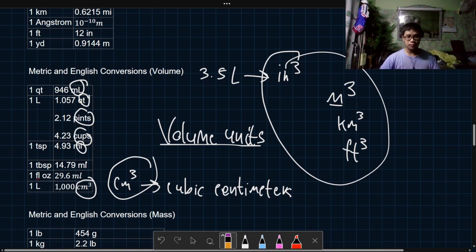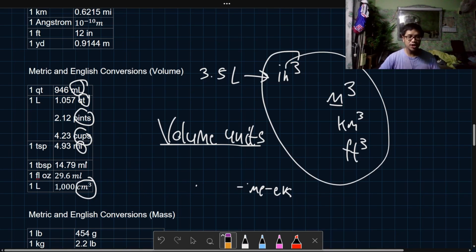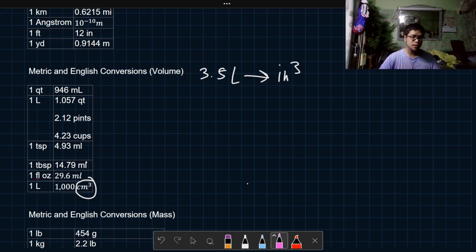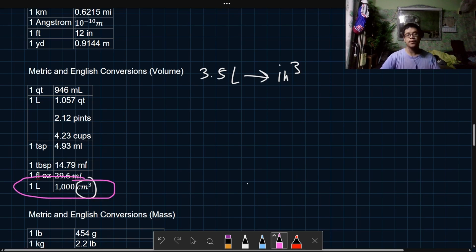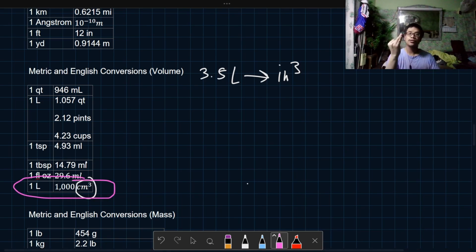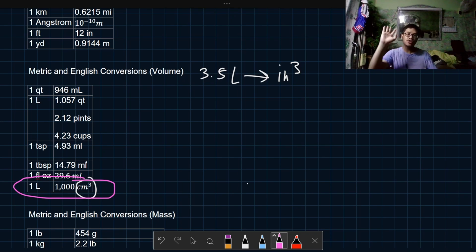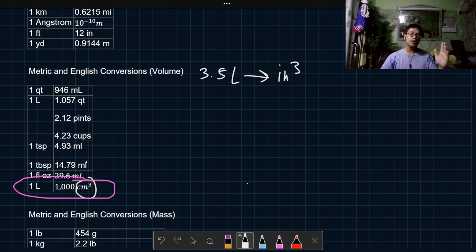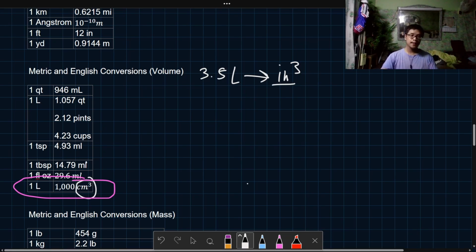Okay, so now, we wish to convert 3.5 liters to cubic inches. Now, here's the problem. We can use these because it has liter, but there's no cubic centimeters on the left. So what are we going to do? Because the problem here is we're looking for cubic inches.